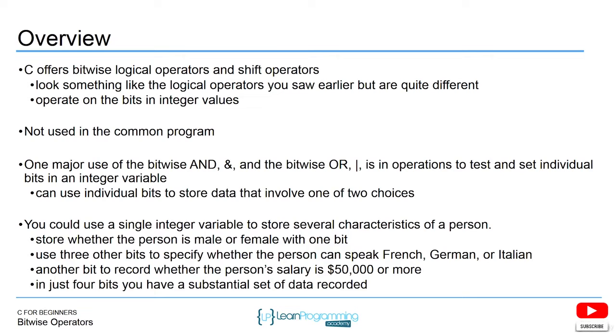You could have another bit to record whether the person's salary is $50,000 or more. If it's 1, it's true. Yes, it is. 0, false. So basically, we just specified here, it actually says 4, but we actually specified 5 bits of data. Only 5 out of whether we have 32 or 64 bits, but we only used 5, and we were able to represent whether a person is female or male, whether they speak French, German, or Italian, or all 3, or one or the other, and whether they're making more than $50,000.